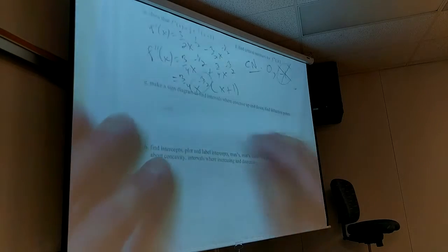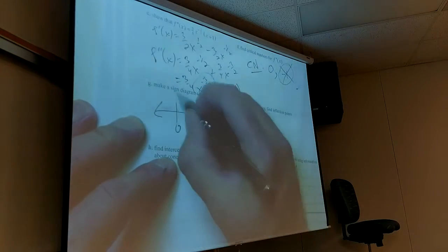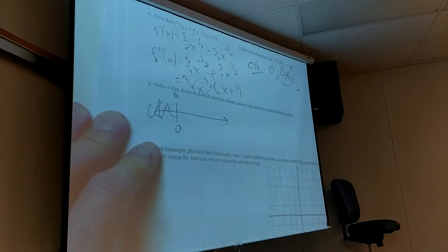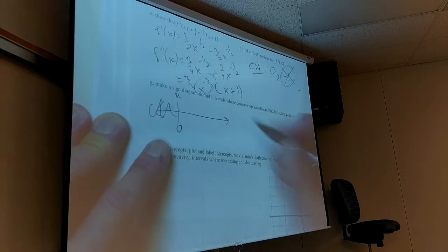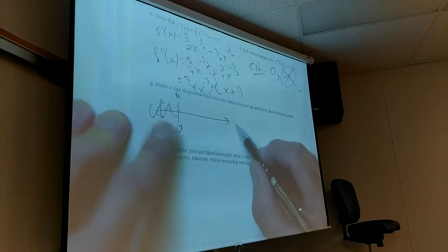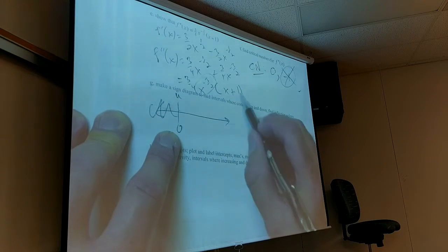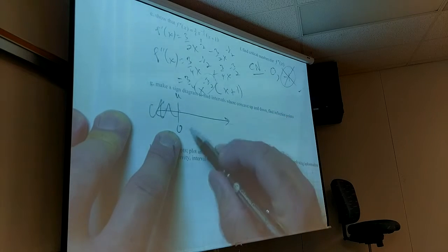So my little sign diagram is going to have just 0 out there. It's undefined at 0. I don't care about that part. It's out of the domain. So does my concavity change? No, there's nowhere for it to change. So it's going to be whatever it is. If I put in any number bigger than 0, what sign do I get?